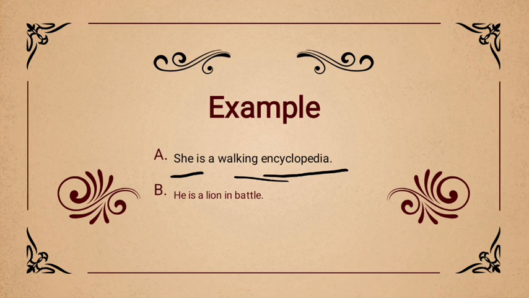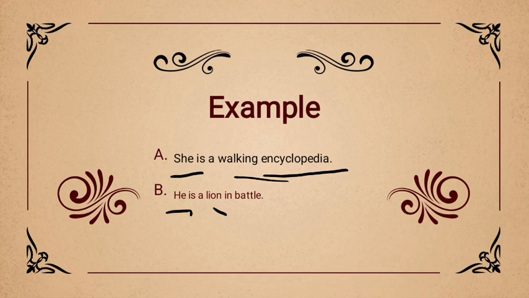The next example is: he is a lion in a battle. In this, a man is compared with a lion. We know that a lion is a powerful and brave animal. Due to his bravery and his power, he is compared with a lion. We know that a lion never accepts defeat. He fights until the end of his life, when he is going to die, but he never gives up. I hope that you understand.